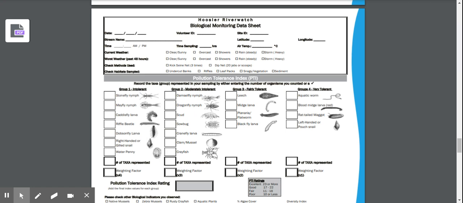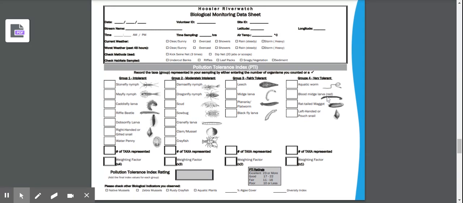Okay, so when we look at macroinvertebrates, pretty much what we're looking at is how there are the 4 different groups. There's the ones that are super tolerant of pollution. If there's pollution, they're fine. And there are the ones that if there's any pollution, they die. They can't handle it. And so what we do is we count how many of each that we get.